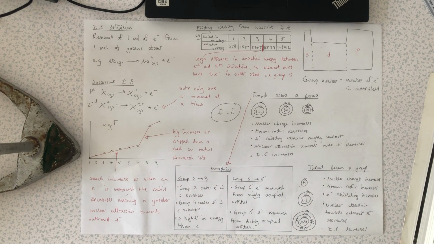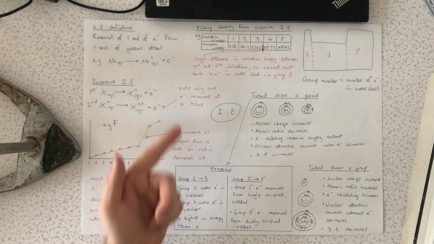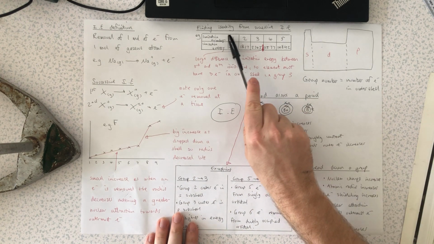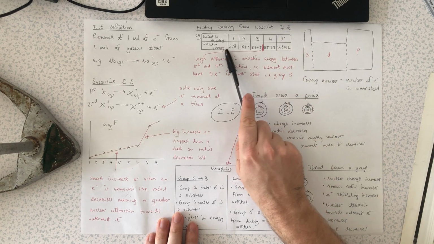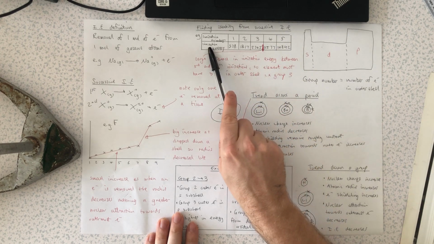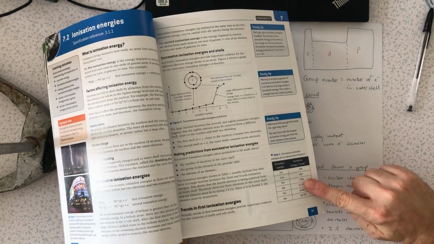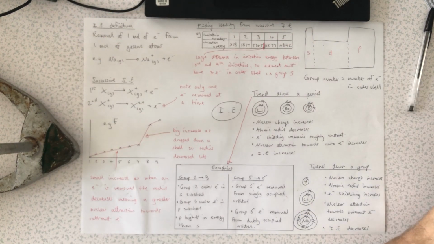So don't be afraid to add on little personal tips for yourself based on the mistakes you personally tend to make. It's never a problem to make a mistake. In fact, sometimes it's a good thing because it helps you realise where you've gone wrong, as long as you do something about it, right? I've also, again, you can see I've put a little bit about finding the identity from successive ionisation energies, a little bit of colour, and an example. Now, where did I get that example from? From the textbook. You will also definitely have had an example of that in your notes, so you could have used an example from your notes as well.